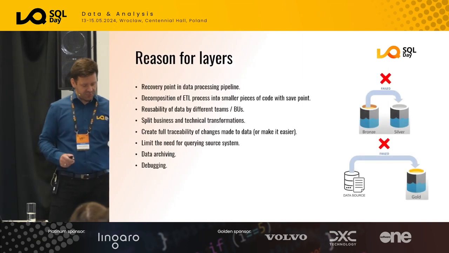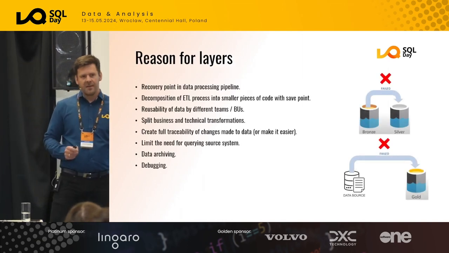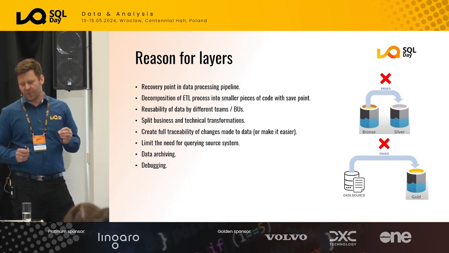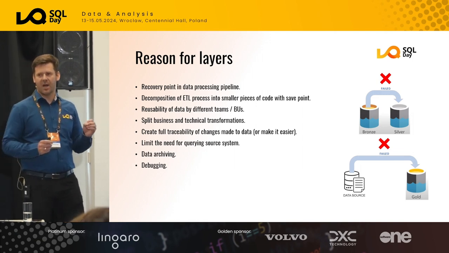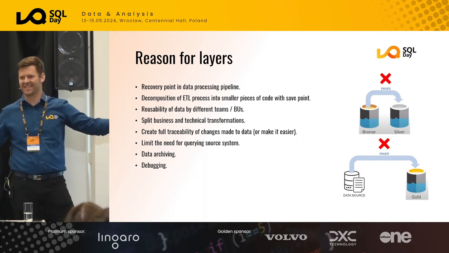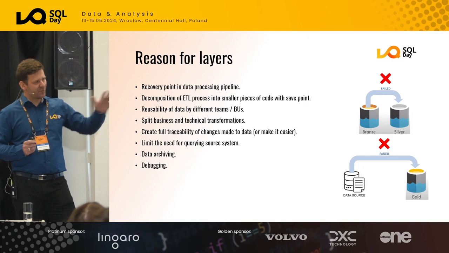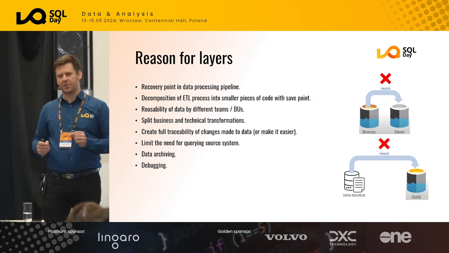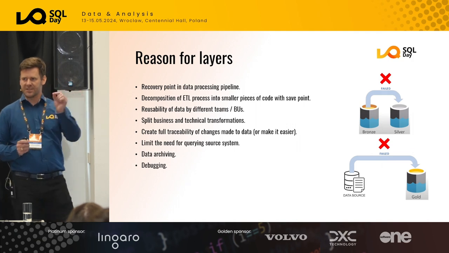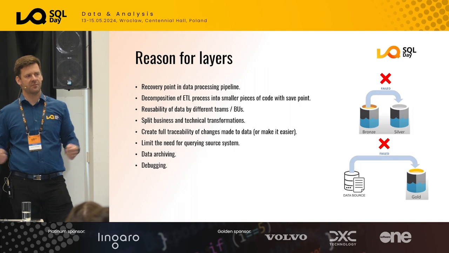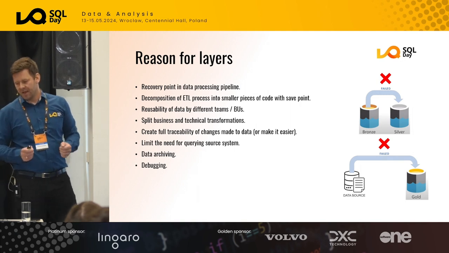So what exactly is the reason for having layers? Layers give us the possibility to have a recovery point in a data processing pipeline. Basically, I can finish here. Yeah, that's the most important from the ETL perspective, that you have those checkpoints. It decomposes the ETL process into single, small steps. Yeah, if you have 5 layers, because why not? You have 5 recovery points.